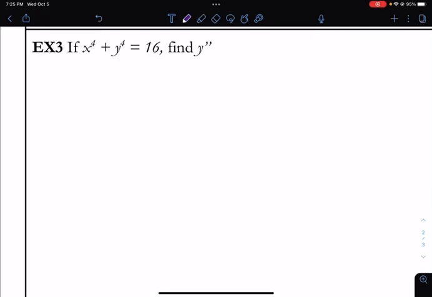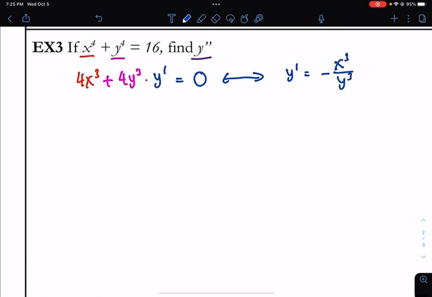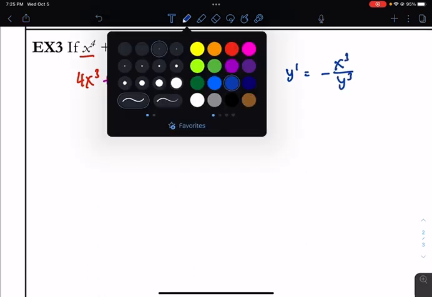Okay, so this is a spicy problem because we're gonna use implicit differentiation. Basically, if we want to find the first derivative, I'm just gonna go straight to 4x cubed plus 4y cubed times y prime, right? Equals, because the derivative of 16 is 0. So technically, if we simplify this and isolate y prime, we'll get negative x cubed over y cubed, okay? That's after we simplify with algebra.